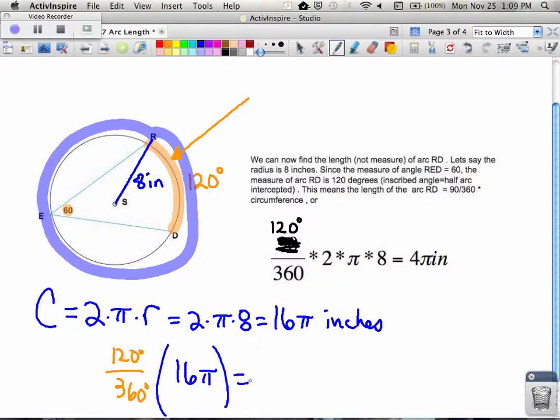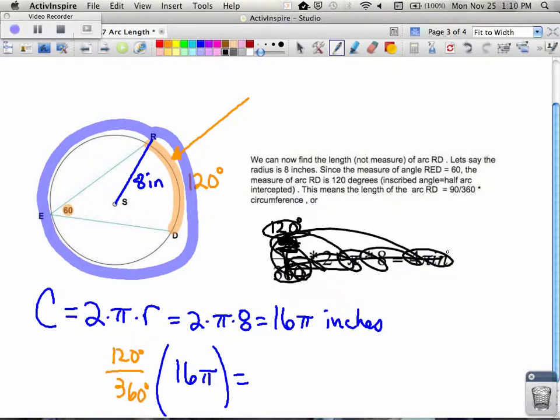Now, I'm going to cross off all this stuff since I'm doing the problem for you, so please ignore all that information. Since I have 120 degrees, I'm going to take that ratio of 1/3, 120 degrees out of the 360, and multiply it by my 16 pi. If I leave this as an improper fraction, my final answer would be 16/3 pi inches.